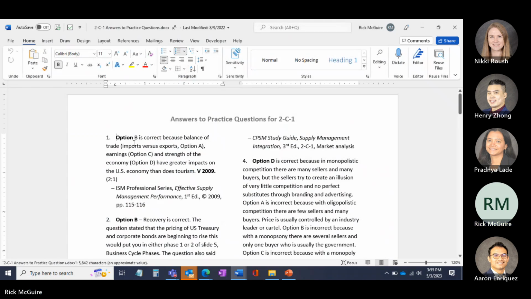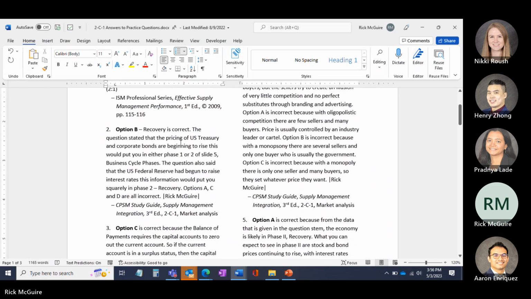Okay. Number one is option B, because a balance of payment trade, earnings, and strength of economy have greater impacts on the U.S. than does tourism. Two is also B. The question stated the price of U.S. Treasury and corporate bonds beginning to rise would put you in either phase 1 or 2, slide 5, business cycle phases.